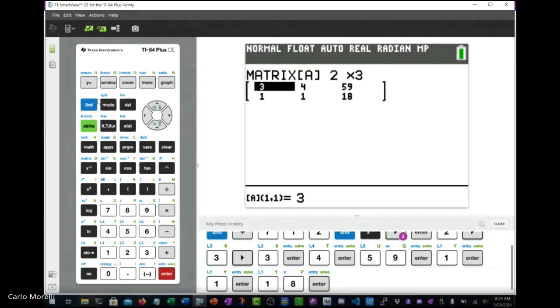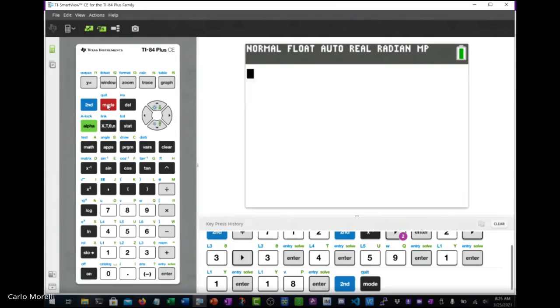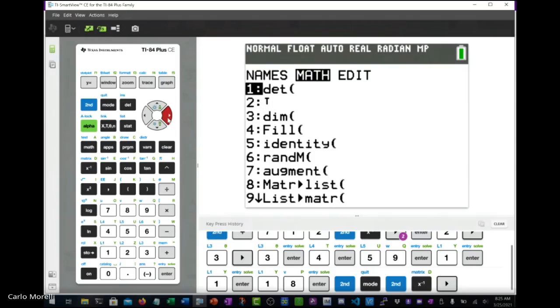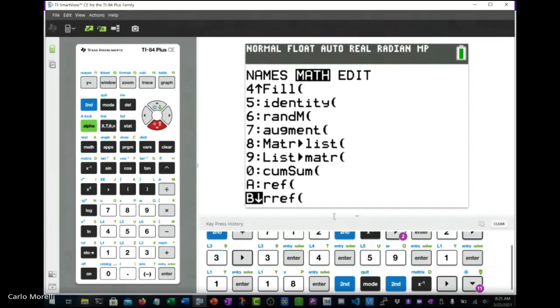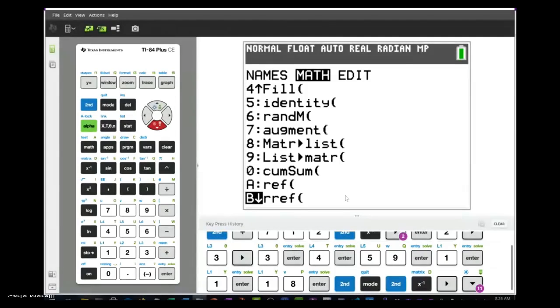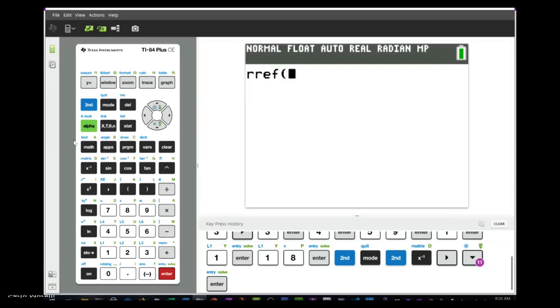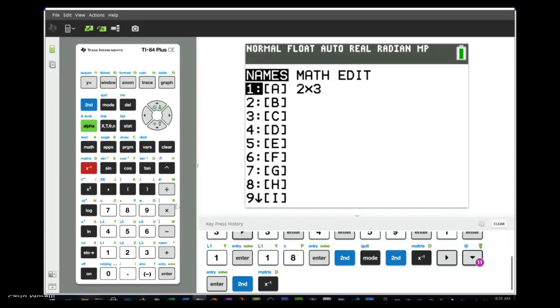Now hit second mode to quit. And now hit second matrix again. And now we need to go right arrow over to math. And we need to go down until we see rref, open parentheses. So rref stands for reduced row echelon form, but that is way too advanced. Which one do we choose, A or B? B, remember that. Now hit enter. Don't hit anything else. Now we're going to hit second matrix again. Don't touch anything, just hit enter, enter.